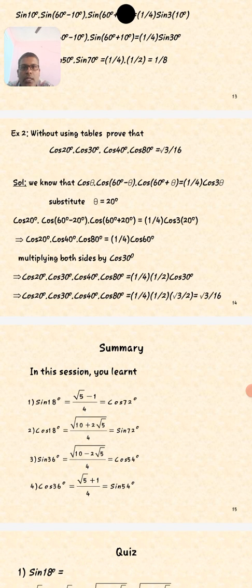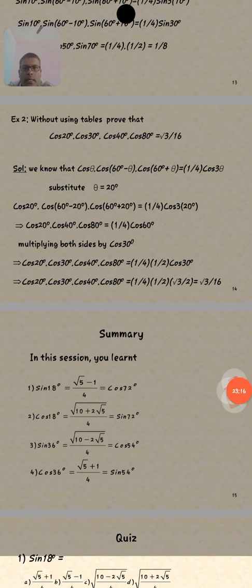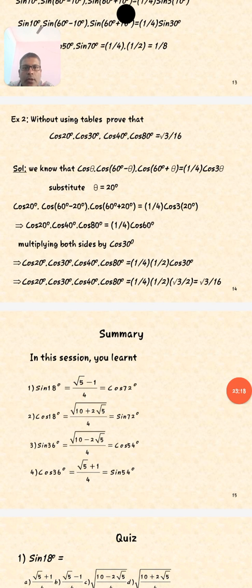In the proof, cos 30 is there. That's why we multiply both sides by cos 30 degrees. That implies cos 20 · cos 30 · cos 40 · cos 80 = 1/4 · 1/2 · cos 30. What is the cos 30 value? Root 3 by 2. Finally, 4 into 2 is 8, 8 into 2 is 16. We get root 3 by 16.